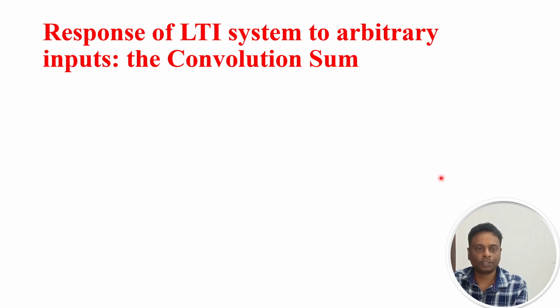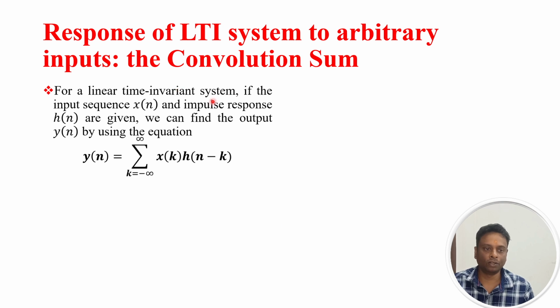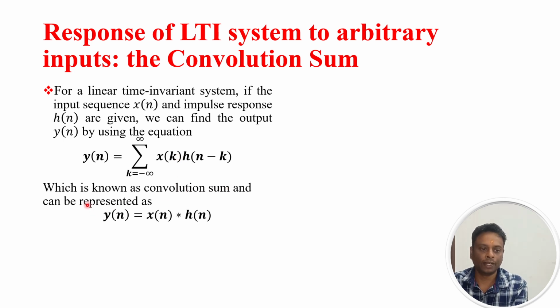For any LTI system, if the input sequence x of n and the impulse response h of n are given, we can find the output y of n by using this formula. This is called the convolution sum, and it is represented by x of n convolved with h of n. So if x of n and the impulse response h of n are given, we can find the response of the LTI system, that is the output, using this convolution sum formula.